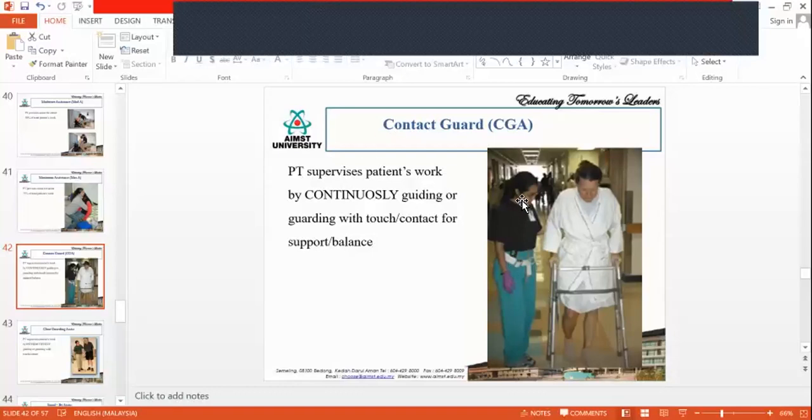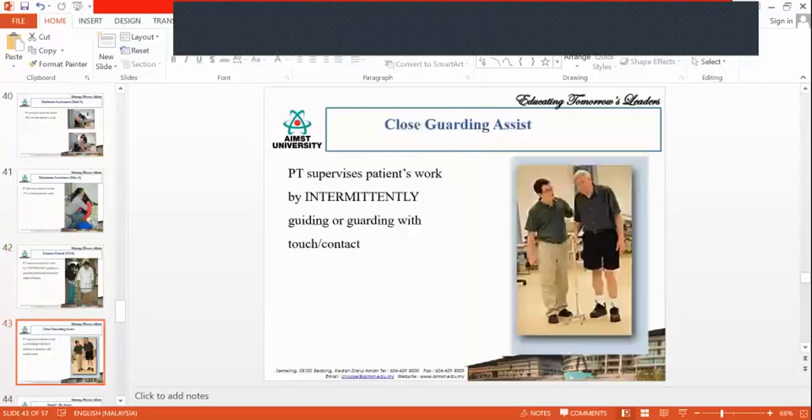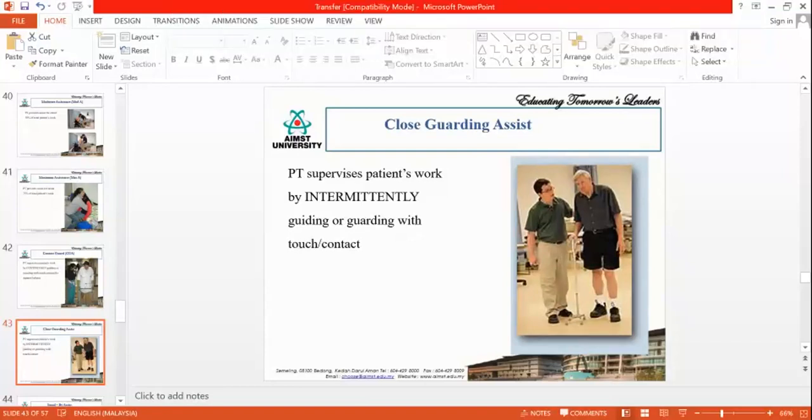So you are giving contact guard assistance. This is one of the therapist supervised independent transfers. If you are not touching the patient but just standing close by, it is called close guarding assistance. So you're not touching the patient, but just keeping the hand in such a way that you are able to support the patient immediately. Then it is called close guarding assistance.